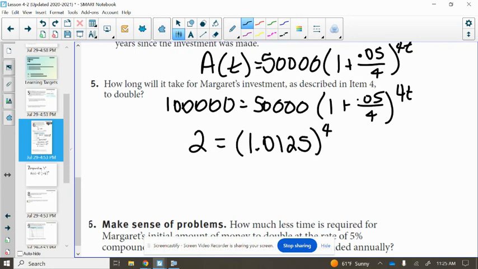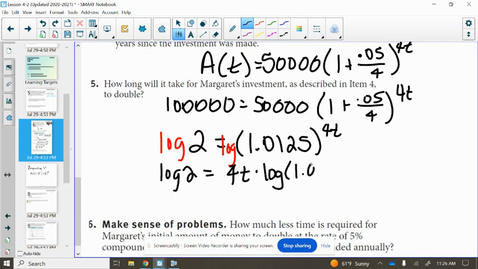And if we take the common log of both sides here, just like before, we are able to write that exponent out front. So be careful, we have the 4t out front, and then we still have log of 1.0125. And then when we divide this over, officially the 4 and the log are going to be divided over.